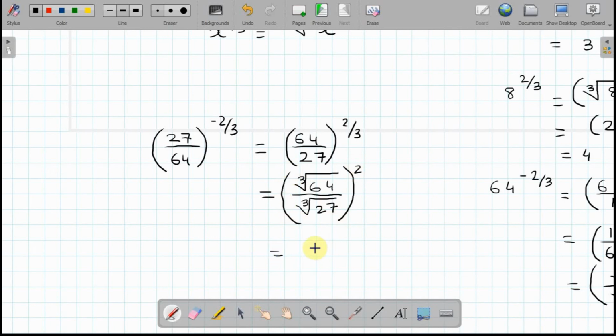The cube root of 64 is 4. The cube root of 27 is 3. I'm going to square both of them. So that gives me 4 squared over 3 squared, which is 16 over 9. And you can convert this into a mixed number. 9 goes into 16 once, remainder 7, so 1 and 7 over 9. It's not necessary unless the question stated so.